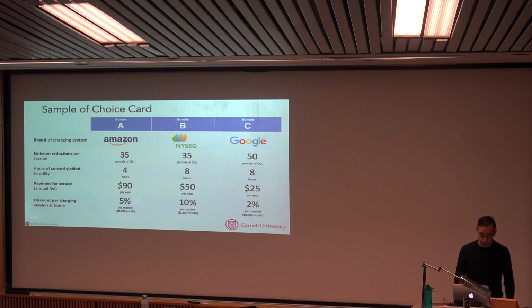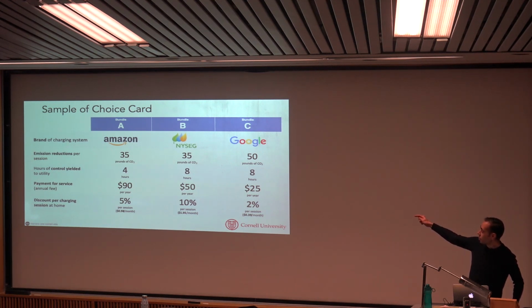So we have the annual fee. Then we have the discount per charging session at home. On average, how much they would get if they decide to delay, and that's represented by the attribute called hours of control yielded to the utility. So in this case, for example, in the first program, people are allowing the utility to decide when to charge for a window of 4 hours, and then I could get a 5% discount in the delivery charge of the electricity for charging my car.